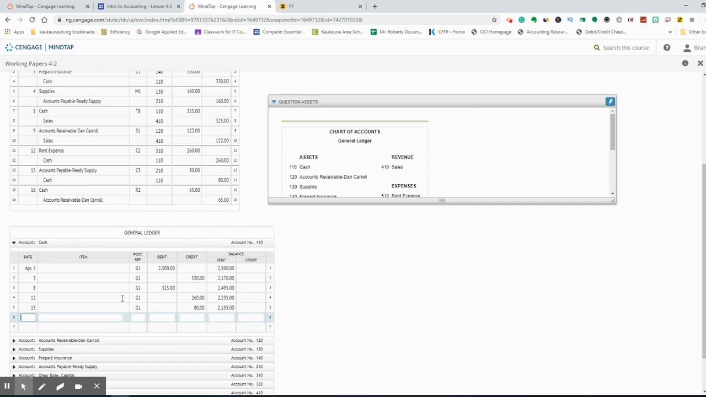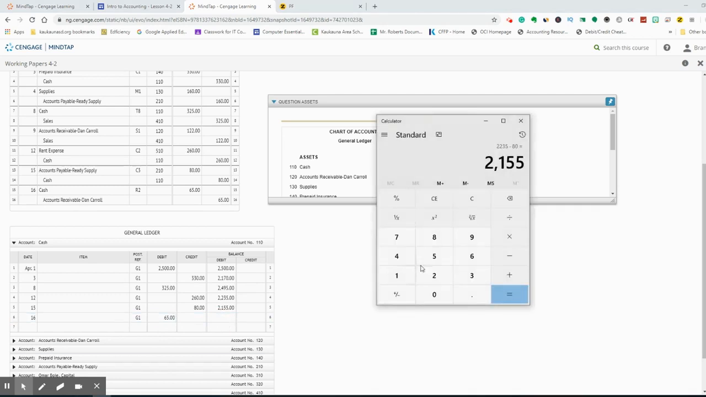Next, we have cash again. Looks like it's on the 16th. Still on page 1. $65 debit. And it's on a debit balance. So now we're taking the $21.55 plus the $65. Now we're adding it because it's a debit on top of a debit balance.